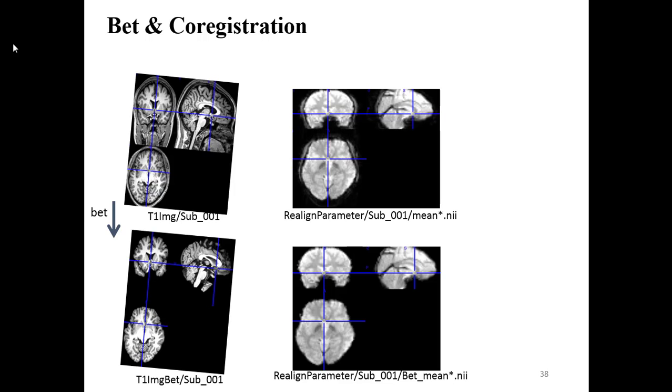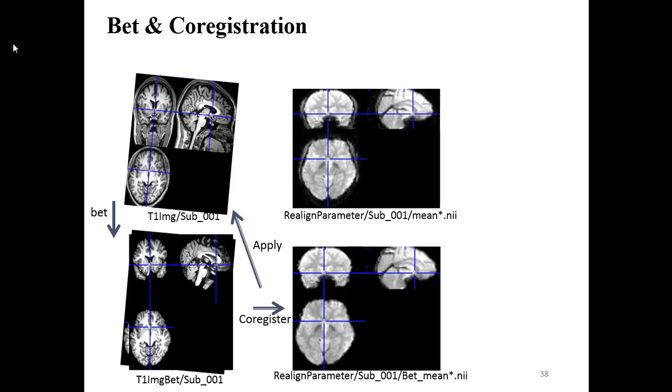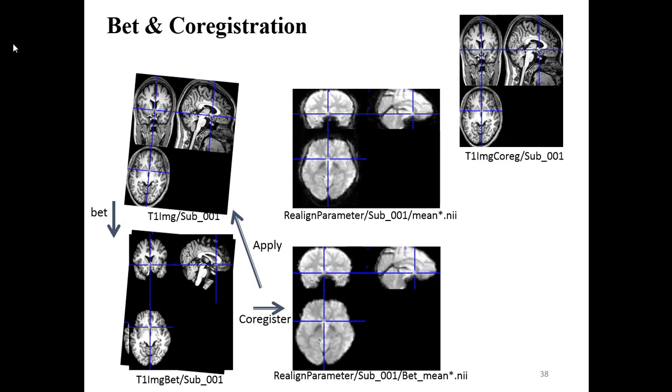So the correlation will be better, and you coregister the BET T1 data to the functional data, and you have the matrices. You apply that to the original one with the skull, then you use that one to do segmentation. Because in SPM we have the probability map of the skull, so we use the one with the skull to do segmentation. So this is what we do in DPARSF.